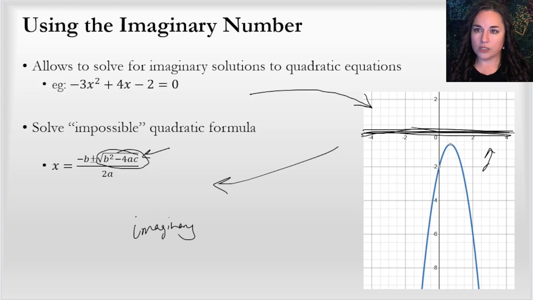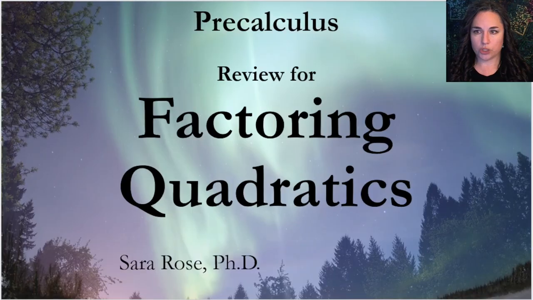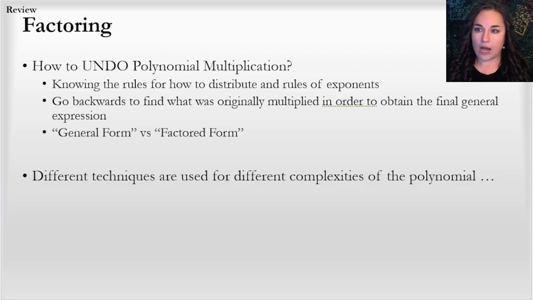So hopefully that's a good review for complex numbers. I'm going to keep moving forward to factoring quadratics. How to factor involves how to undo polynomial multiplication. In the simplest situation, you're working with an x squared term, where you just multiply a linear term times a linear term, and then you get a quadratic form. You should have covered this before this point when you get to precalculus.